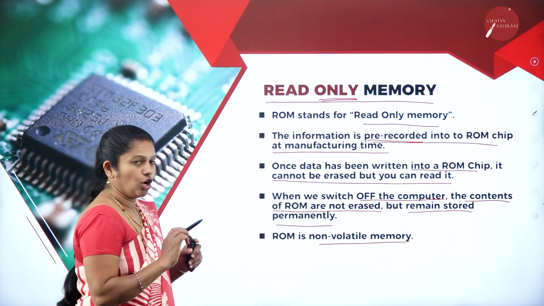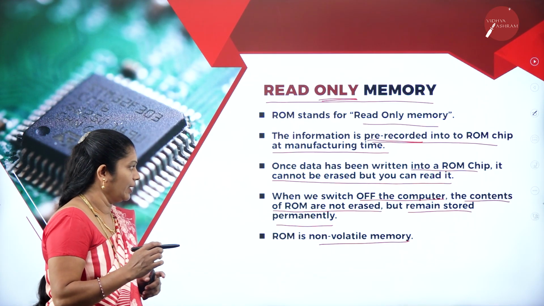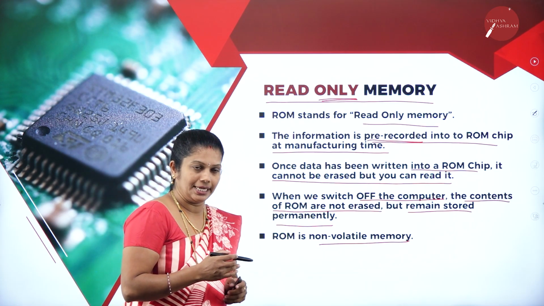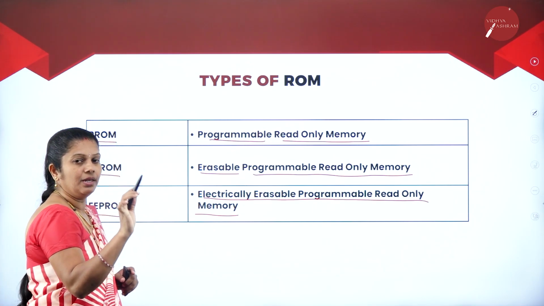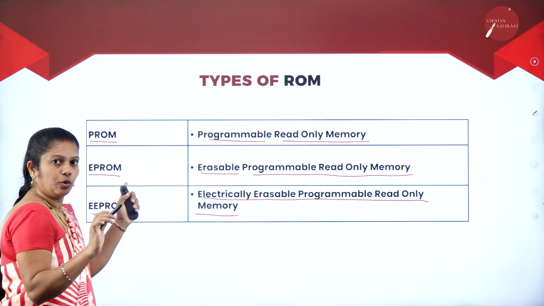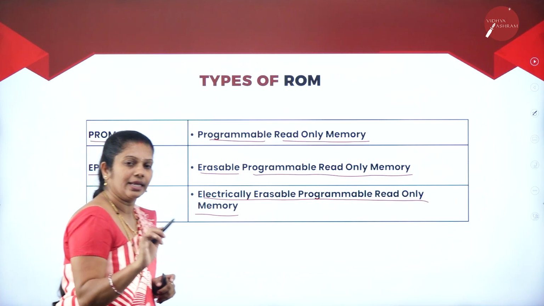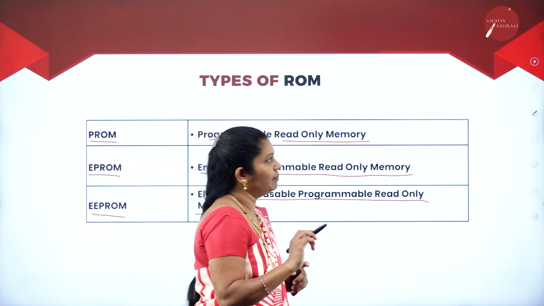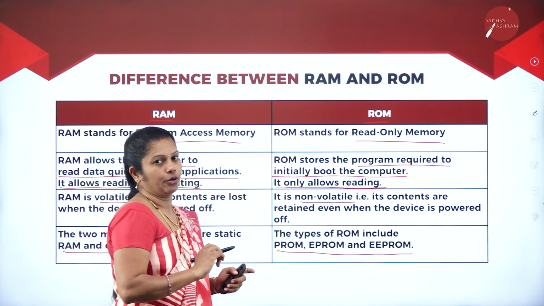And when you come to ROM, read-only memory, it is a non-volatile memory, and it stores the data permanently. When you come to types: PROM, programmable read-only memory; EPROM, that is erasable programmable read-only memory; and the last one is electrically erasable programmable read-only memory. And this is the major difference between RAM and ROM.